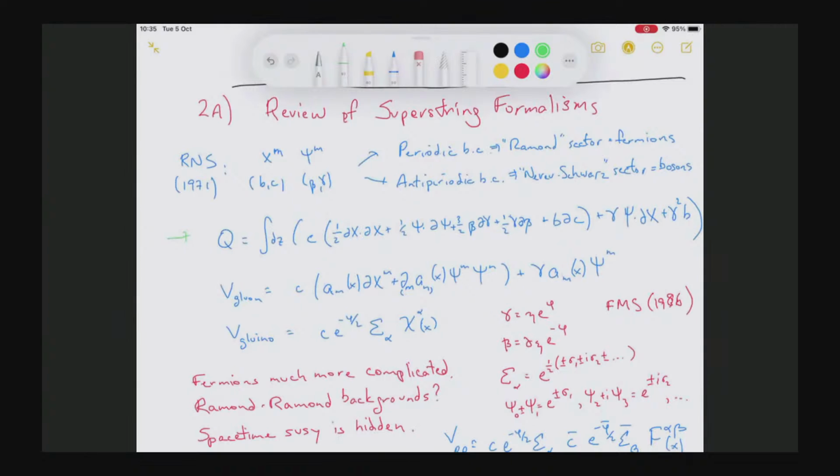And then the gluon and gluino vertex operators. The gluon vertex operator, essentially, you can just read off from the BRST operator. So, for example, dx is just a translation operator, and psi is related to the Lorentz generator. But the gluino vertex operator is, of course, much more complicated. So in the RNS formalism, the Neveu-Schwarz sector is very simple to describe. It just essentially comes from N equals 1 superconformal field theory.